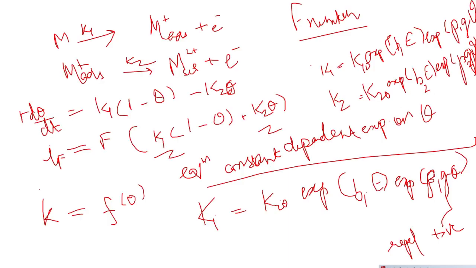Now, if I am writing the steady state, basically when you write steady state, this value becomes 0. You will have it rearranged, right? And you will have something of this form: K1 naught e to the power B1 EDC at steady state.